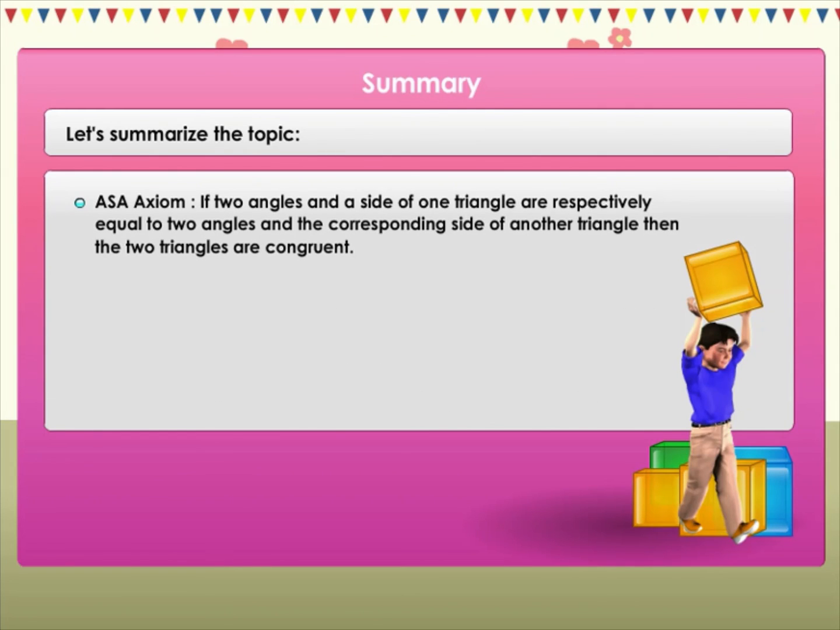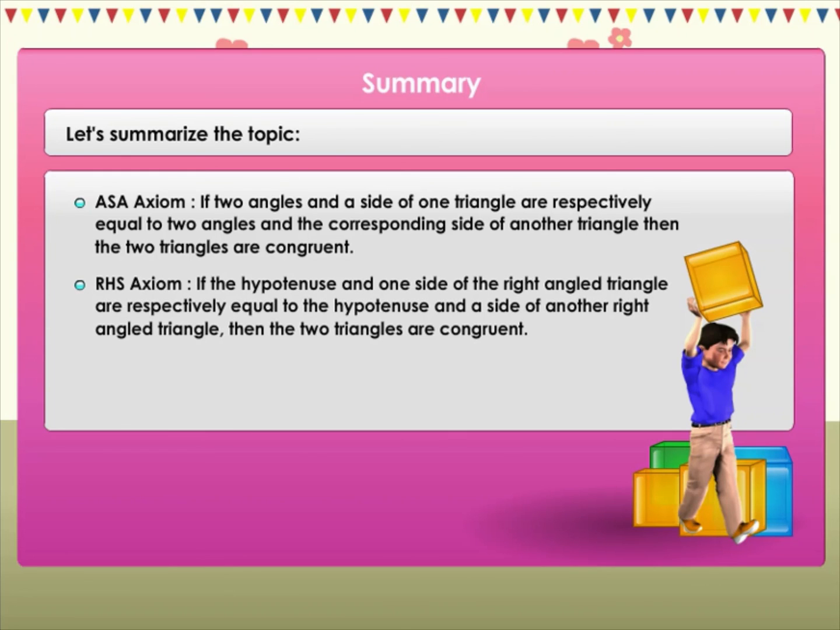ASA axiom. If two angles and a side of one triangle are respectively equal to two angles and the corresponding side of another triangle, then the two triangles are congruent. RHS axiom. If the hypotenuse and one side of a right-angled triangle are respectively equal to the hypotenuse and a side of another right-angled triangle, then the two triangles are congruent.